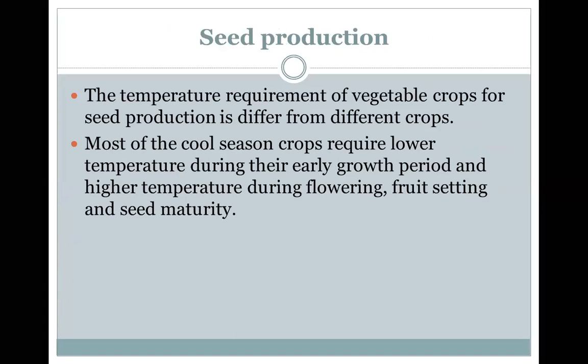Next is the effect of temperature on seed production. Now, there are different vegetables, cool season vegetables and warm season vegetables. So, cool season vegetables require a cool, lower temperature for seed production, and warm season crops require higher temperature for seed production. So, at the time of seed production, temperature plays a very important role, right? So the temperature requirement of vegetable crops for seed production differs for different crops. Most of the cool season crops require lower temperature during their early growth period and higher temperature during flowering, fruit setting and seed maturity, right? So even the cool season crops require a lower temperature at the time of germination and early growth, but at the time of flowering, fruit setting and seed maturity, they require somewhat higher temperature.